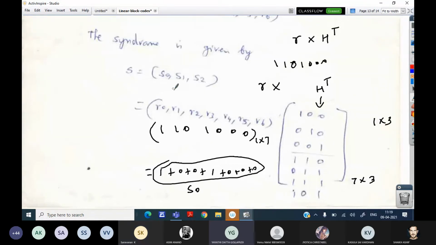That is not it for S0. We have to multiply the second and third columns also. See, I have a 7 bit row vector, and I have one more matrix. It is a row matrix, so it is said to be a row vector, with 1 row and 7 columns. In this, how many rows and columns? 7 into 3. So after multiplying, you are going to get 1 row, 3 columns, so it is going to be S0, S1, S2.